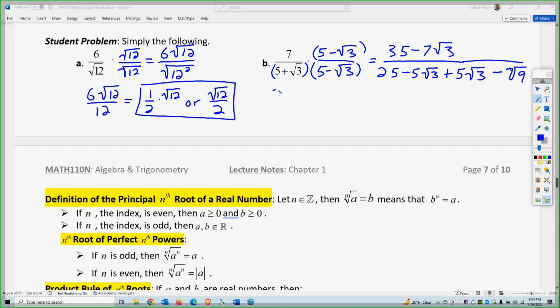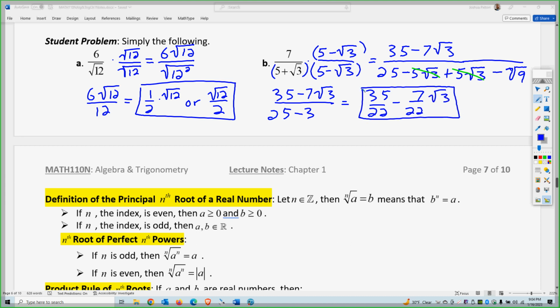Okay, so that gives me 35 minus 7 root 3 over 25 minus 3, because again, the point of the conjugate is that it's going to cancel, right? So what I really have here is 25 minus root 9, which is 3. So I really have 22. So I have 35 over 22 minus 7 over 22 root 3. So I've successfully gotten rid of the radical in the denominator in both cases. All right, so that is the end of part 1.